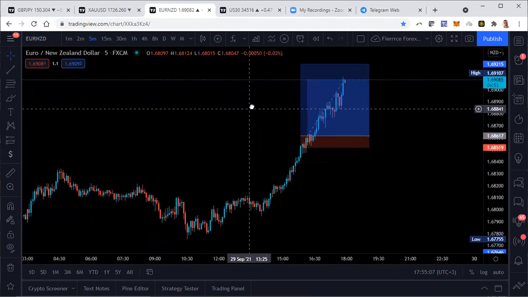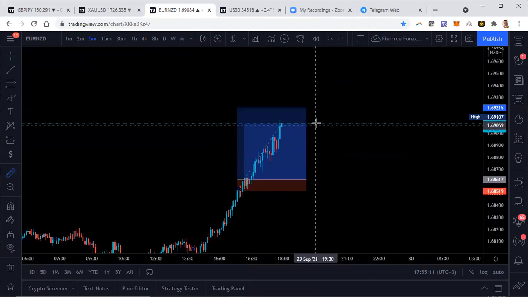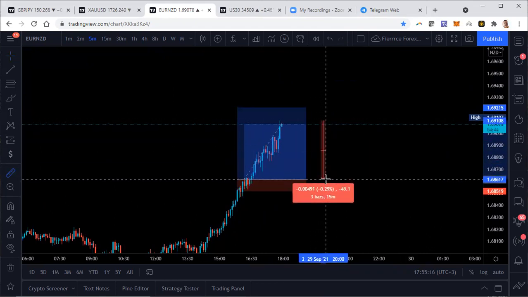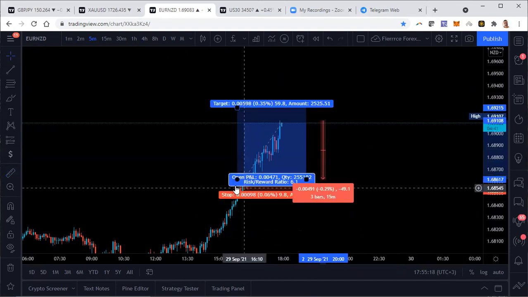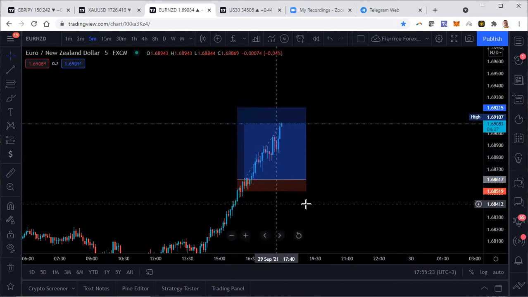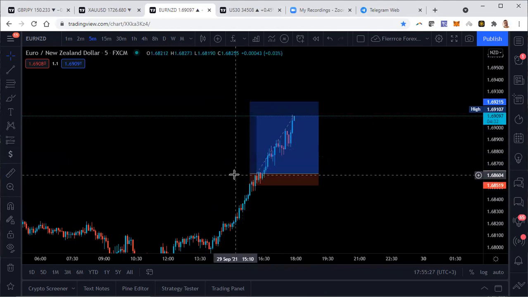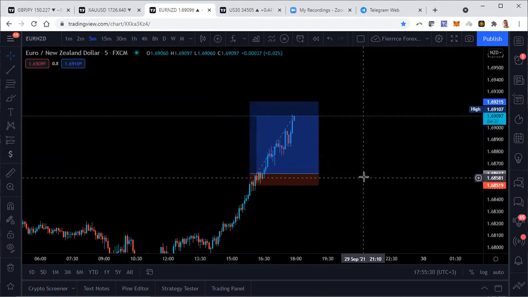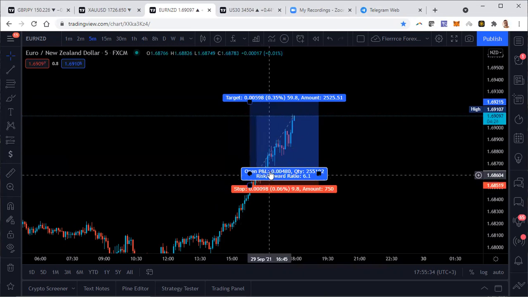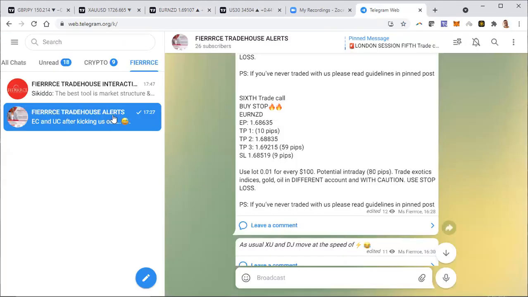As you can see, this is just my chart. There's nothing else except this. And so far, Euro NZD, we're at 49 pips. And you can see I called this trade about 4:20 p.m. New York session, thereabouts. And you can see we have literally almost no drawdown. The trade executed at 4:28 and just started pushing up. And I can confirm that in my signals group.